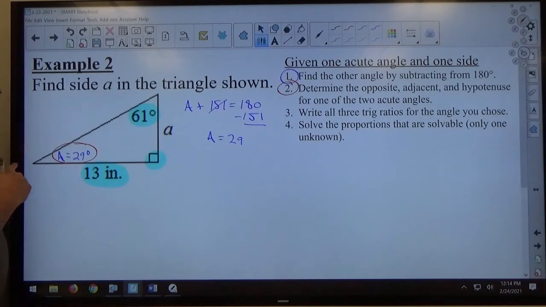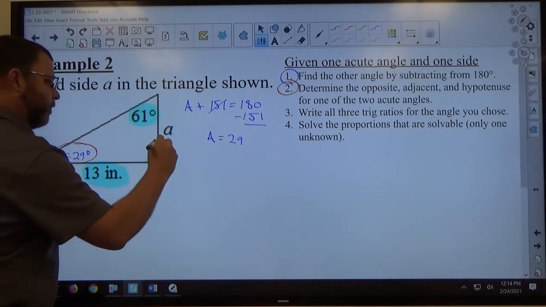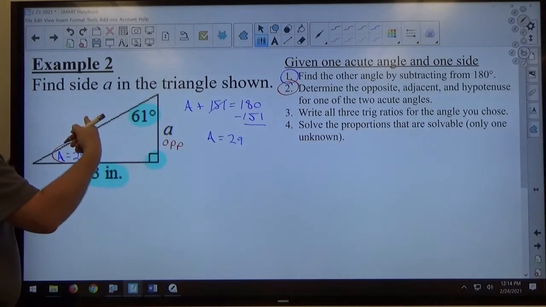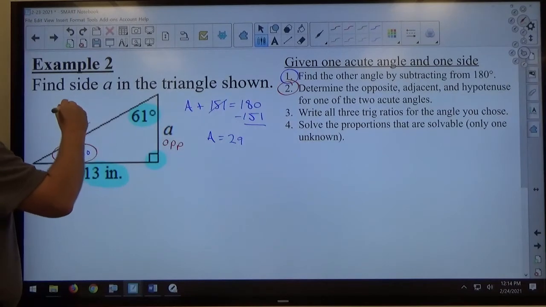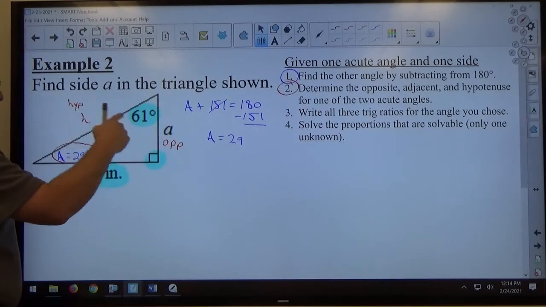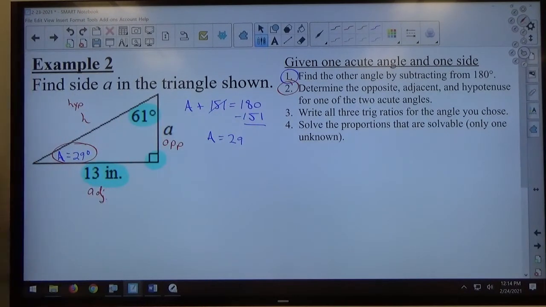So, looking at 29, if I go across the triangle, A is across from 29, so A is the opposite side. The right angle is here, so the hypotenuse, I'm going to call it H for hypotenuse, is that side. And then hypotenuse and opposite have been identified, so the third side must be the adjacent side. And identify opposite, adjacent, hypotenuse on the picture. Always draw the picture on these problems too. Draw yourself a little right triangle on your paper so you can write up all this stuff on it.